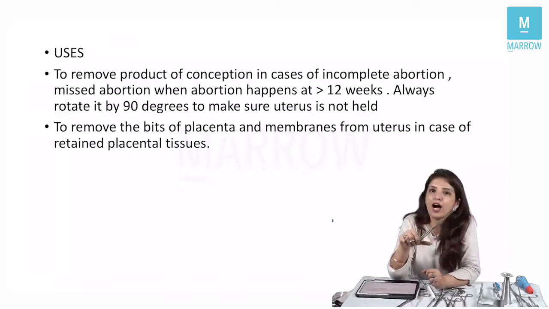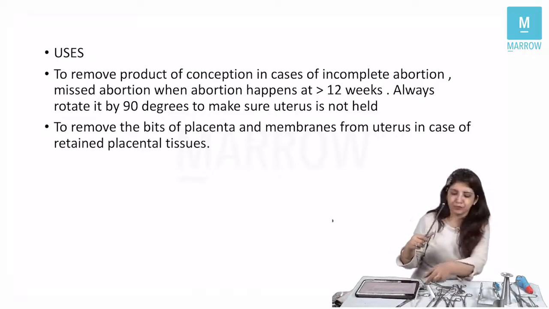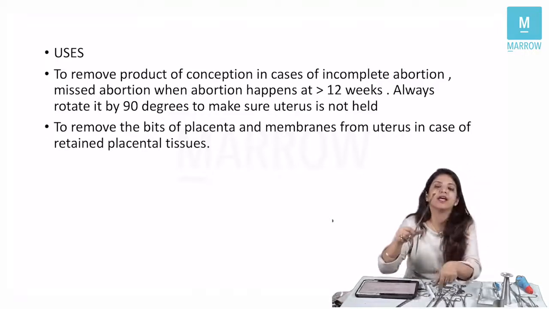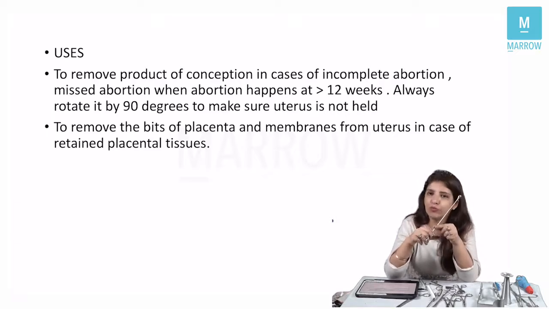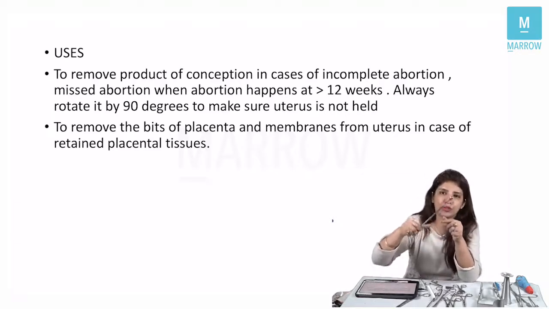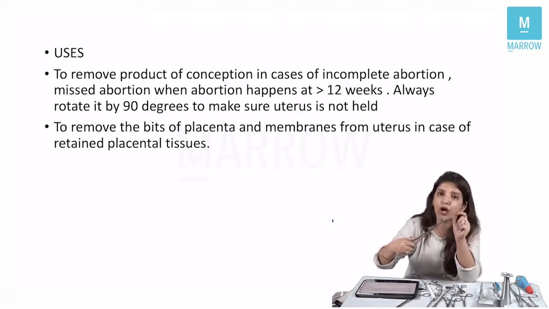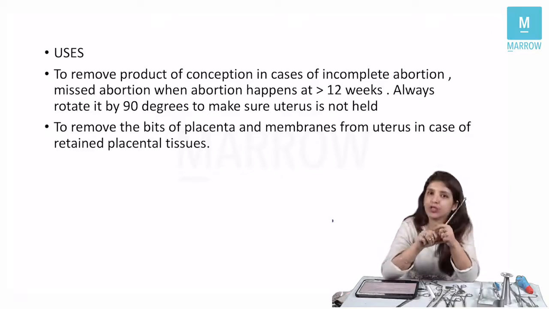Now, a question which they ask you on ovum forceps can be, what are the uses of ovum forceps? The use of ovum forceps is if you have to remove the product of conception or do MTP after 12 weeks of pregnancy, then you use ovum forceps, because in that case the uterus is very soft. I cannot use a suction cannula, right? Whenever you are using ovum forceps, you should always rotate it before you bring it out, to be sure that you are not holding the uterus in between. That is why you should always rotate it.